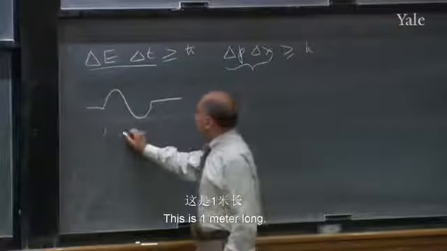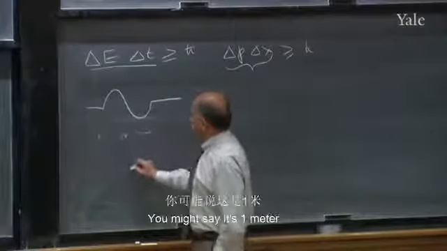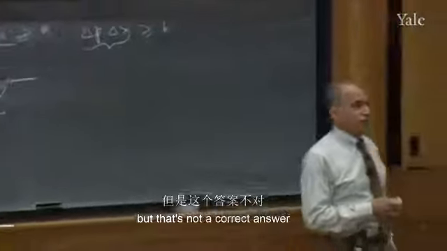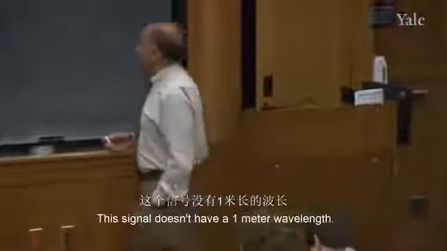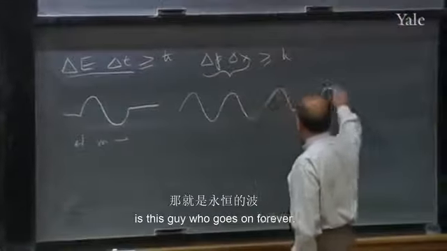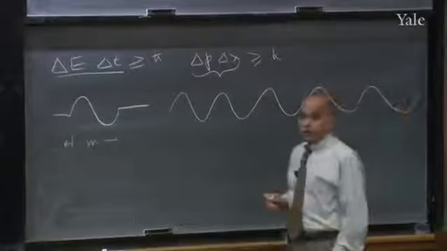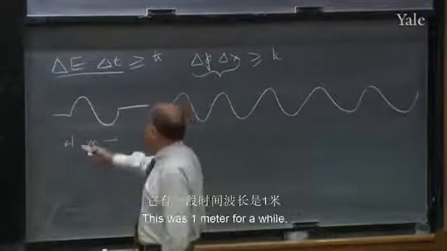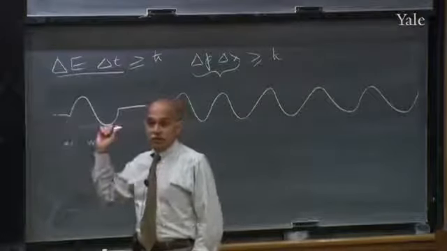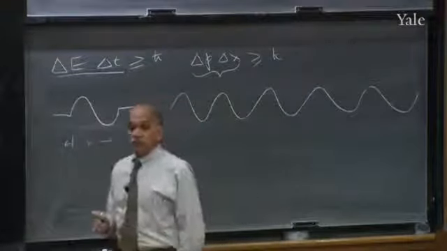If this is 1 meter long, you might say it's 1 meter. But that's not a correct answer, because this signal doesn't have a 1 meter wavelength. You know who has a 1 meter wavelength? There's this guy who goes on forever. That is a wave of 1 meter wavelength. This one was 1 meter for a while, then completely dead on either side. So this does not have a definite wavelength, even though you think it does.